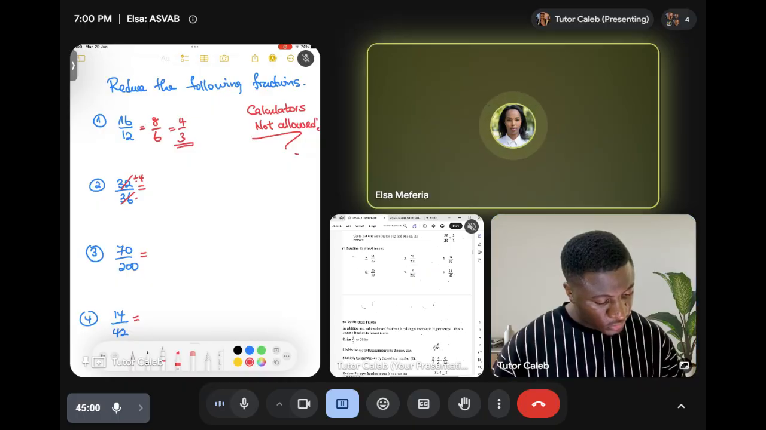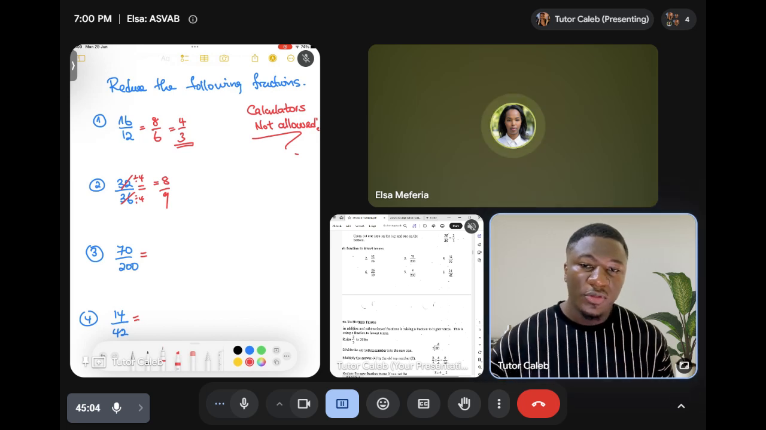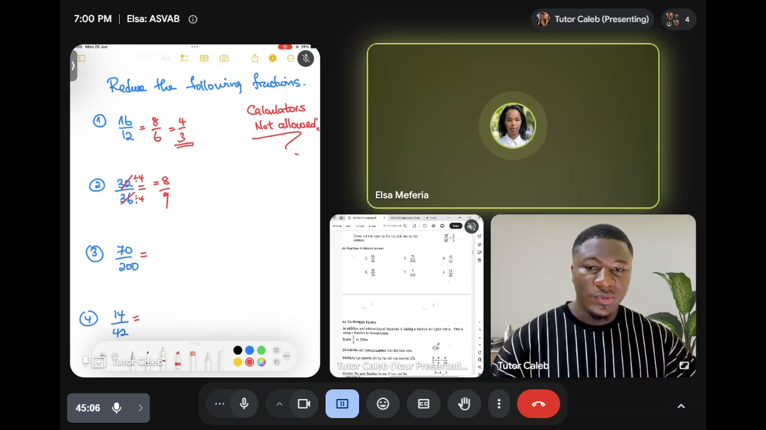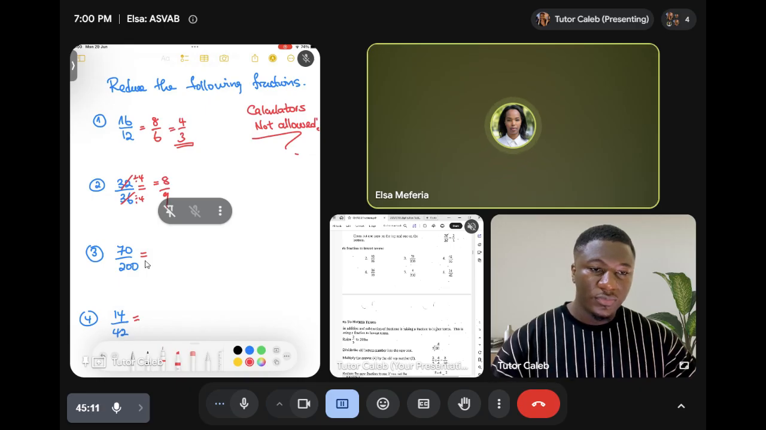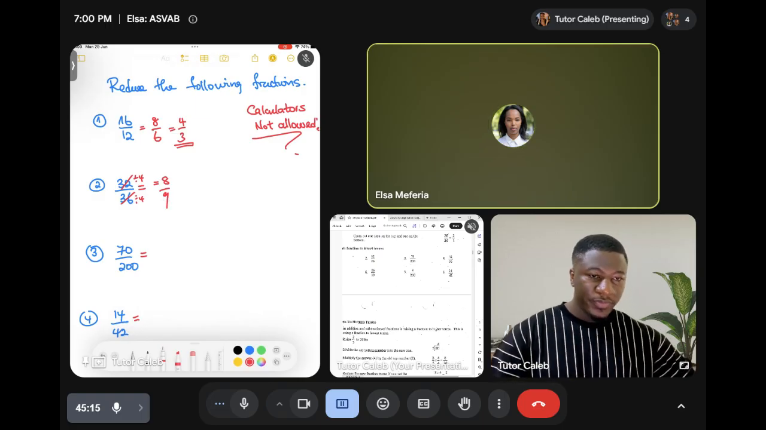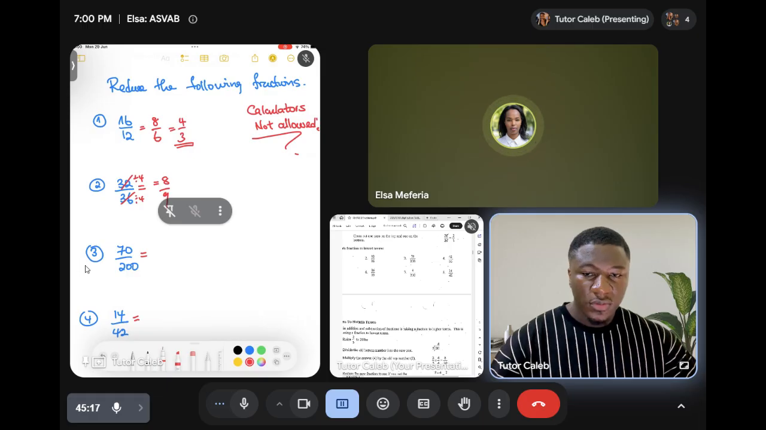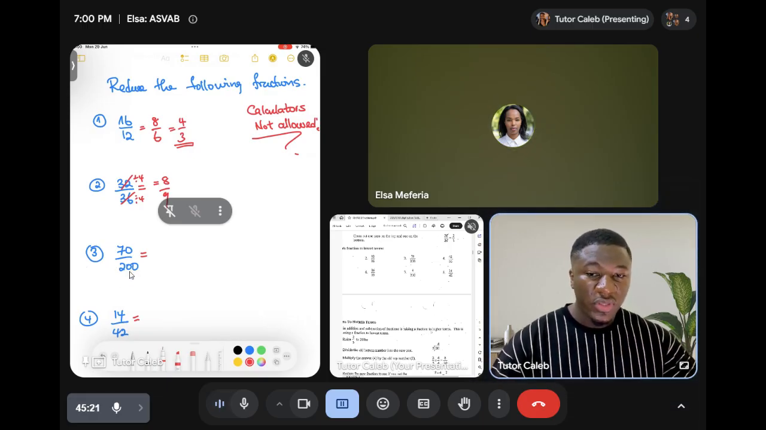Am I right? Yes, for both of them. And when they're an odd number, you can't divide it by 2 or something. 9 divided by 2 is going to come out as a fraction.